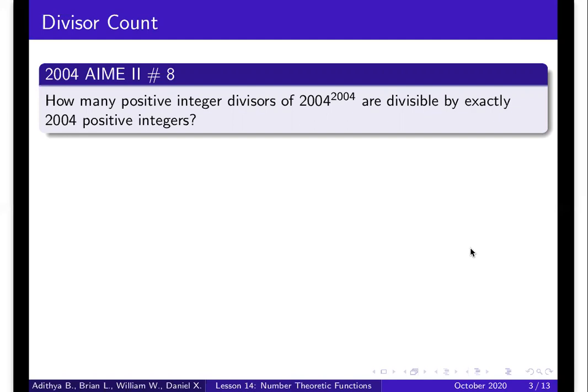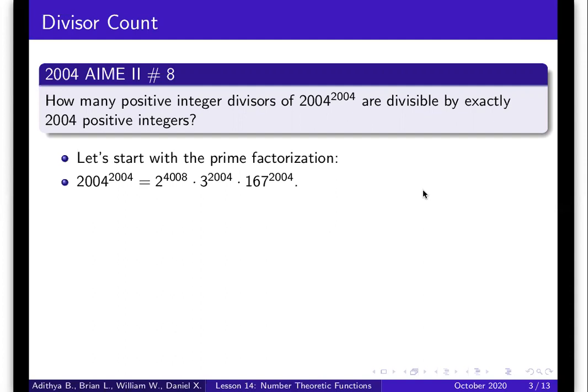Yep, since the divisor counting formula requires the prime factorization, it would be a good idea to find the prime factorization of the numbers involved. So 2004 to the 2004 is this large number, because 2004 is 2 squared times 3 times 167. Now we wish to count the number of divisors of this thing that have exactly 2004 positive divisors themselves. So how will we do that? How will we find out which divisors have exactly 2004 divisors?